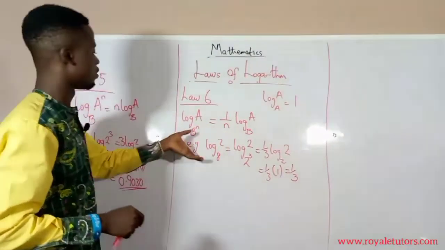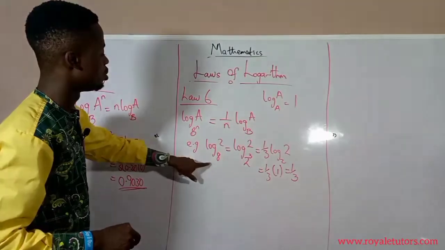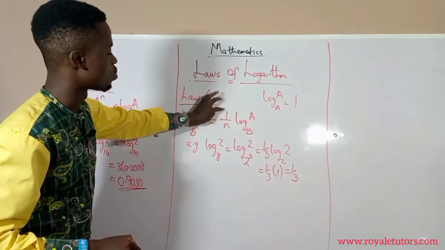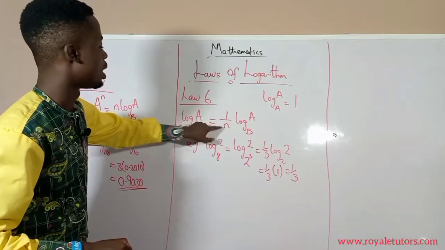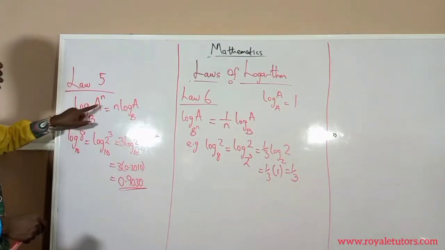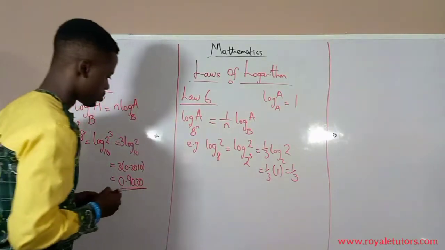Okay, so whenever you have the power at the base, all you need to do is to take the reciprocal here. That is 1 over n, not n, 1 over n. But if the power is for the number itself, it becomes n. So let's go to law 7.